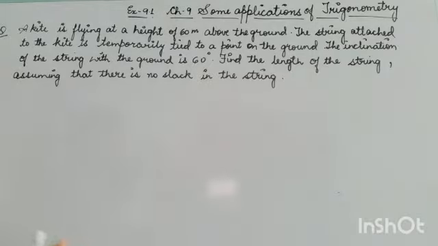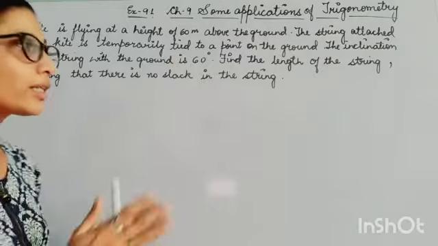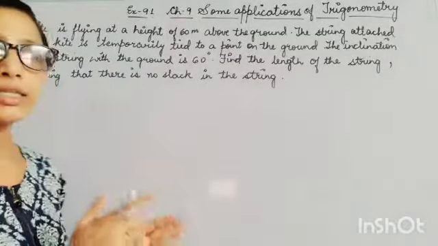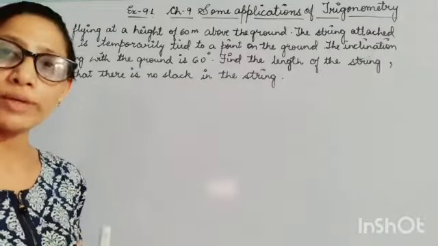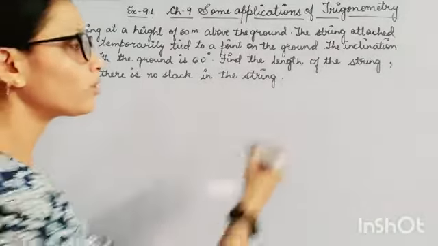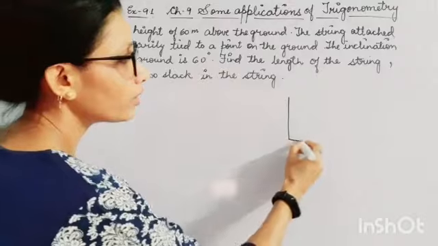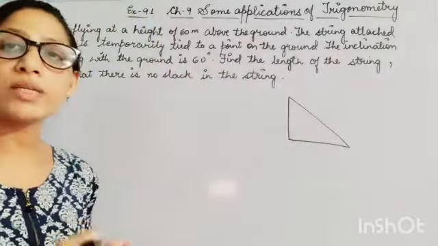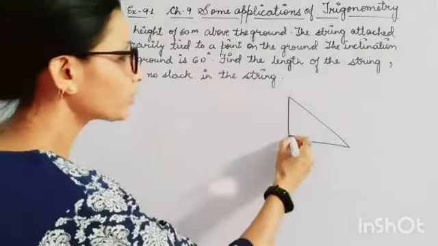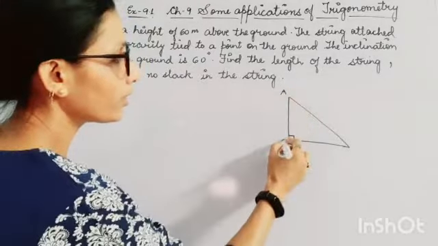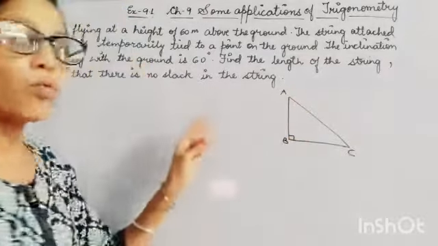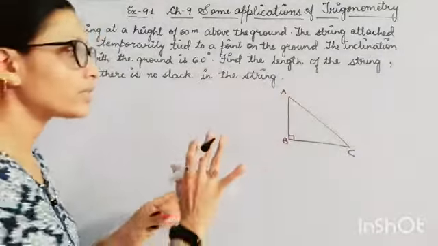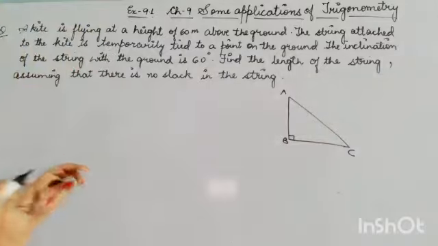So children, first of all, I told you in the trick that whenever you are attempting the questions of chapter 9, that is some applications of trigonometry, then you have to always draw a figure, and that figure should always be a right angle triangle. So let's suppose this is my right angle triangle ABC. Now whatever things are given in the question, we will be labeling in this right angle triangle diagram.